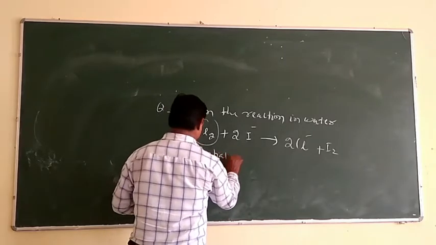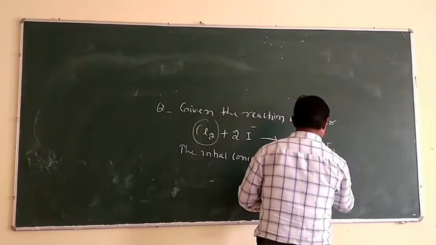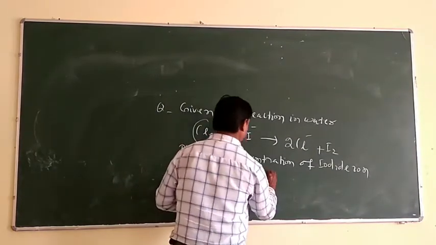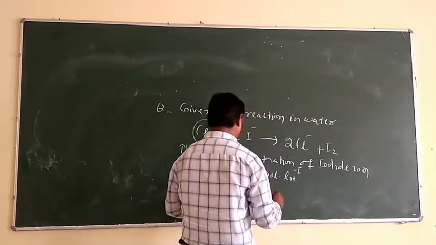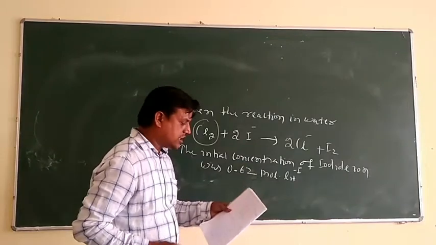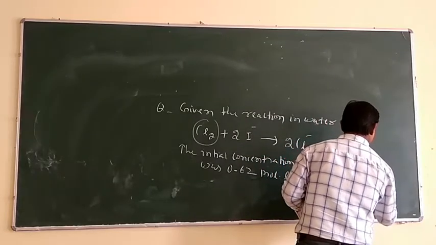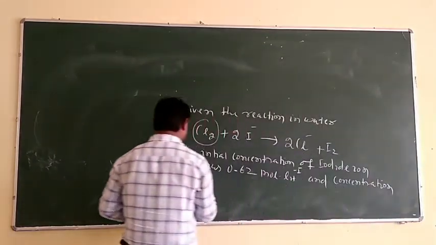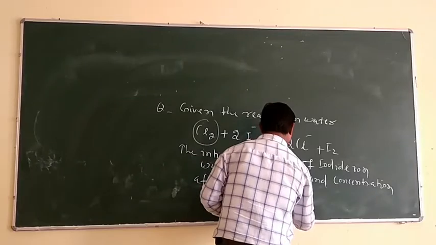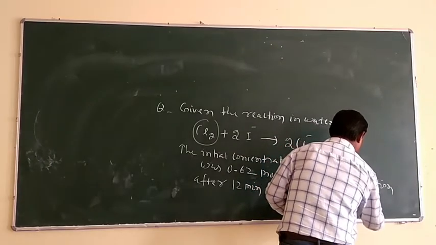The initial concentration of iodide ion was 0.62 mole per liter, and the concentration after 12 minutes was 0.56 mole per liter.